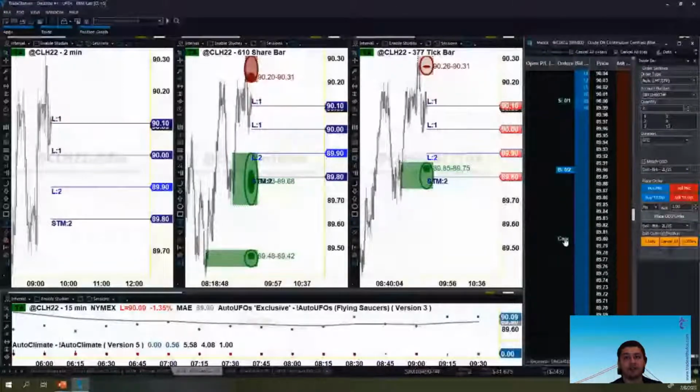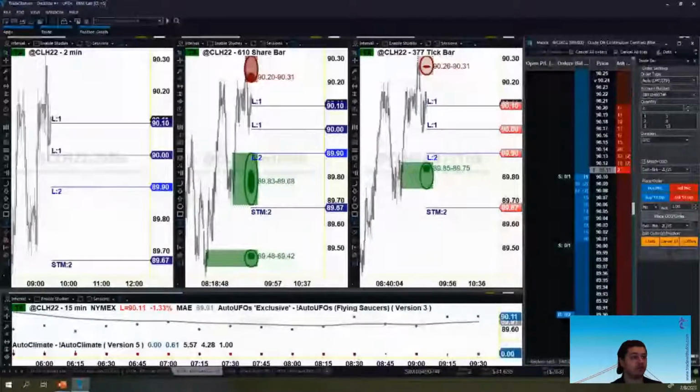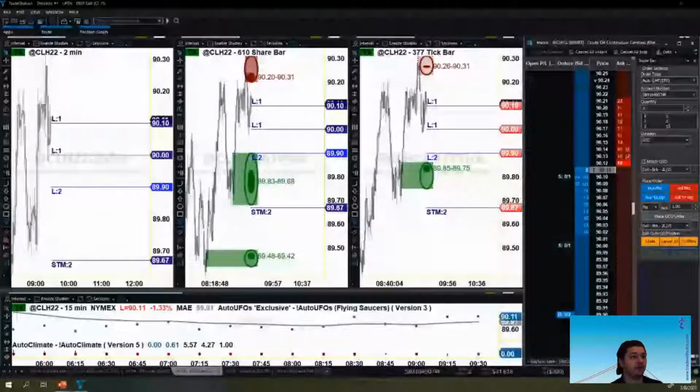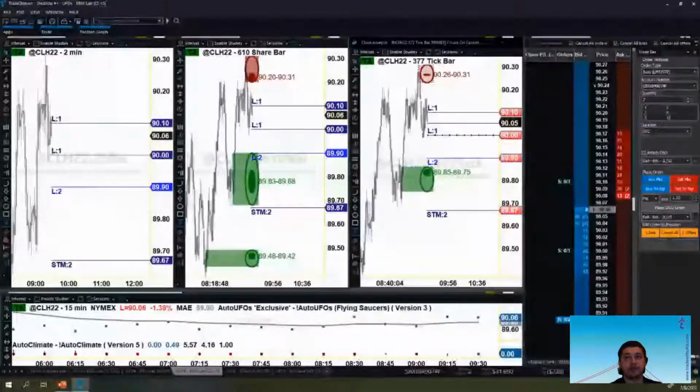All right, 67 is the stop. All right, let's go ahead and put that on. 90. Okay, stop is at 67. So that's 33 ticks. So plus that'll be 23 up here. So that will be T1.